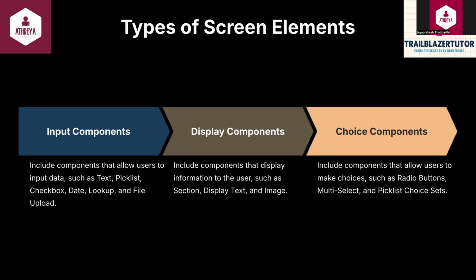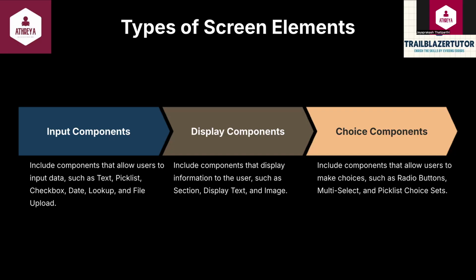Display components are used to show information to the user without requiring input. Examples include section, which helps organize content into clear collapsible areas. Display text, great for showing instructions, success messages, or warnings. Image can be used to display company logos or visual cues to improve engagement. It also provides a data table element for displaying the data in a tabular fashion. Display components help guide the user through each step and make the flow visually appealing and easy to follow.